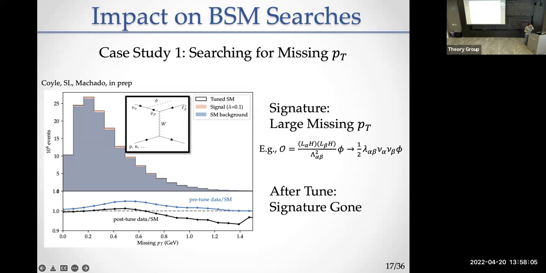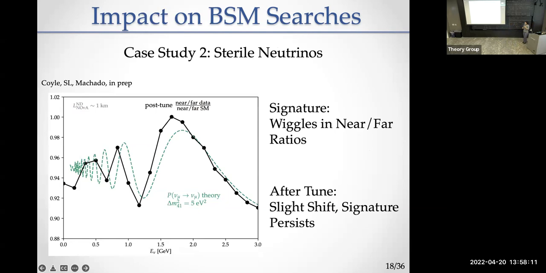But this really depends on the specific signature of the BSM physics. So for instance, we tried a different one, a sterile neutrino search. For a near-far detector, how would you search for a sterile neutrino? Again, take your event spectrum in the near detector, take your event spectrum in the far detector, and take a ratio. If there's no tuning, then what you will get is this dashed green line.